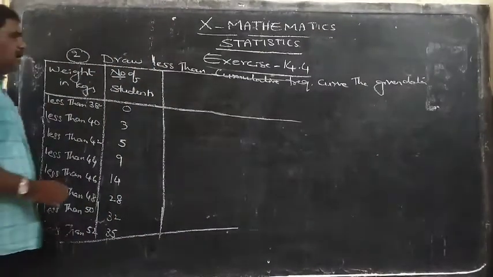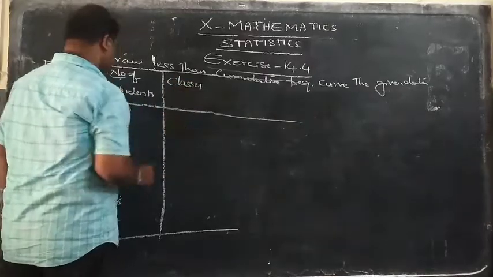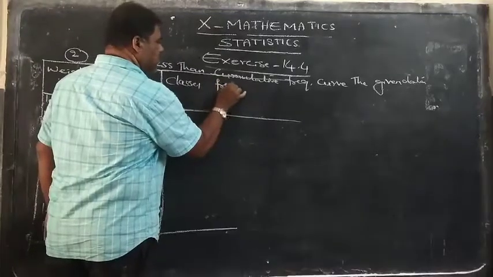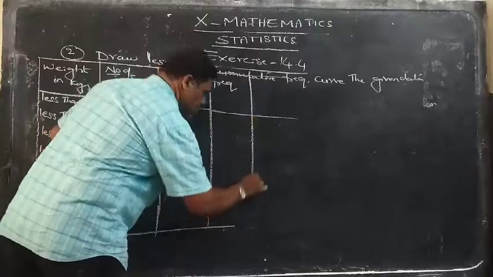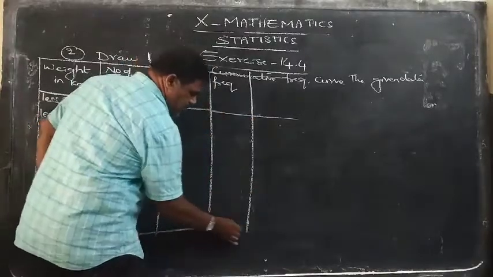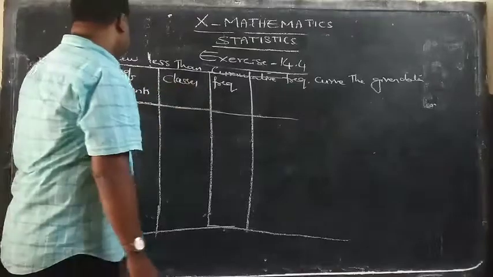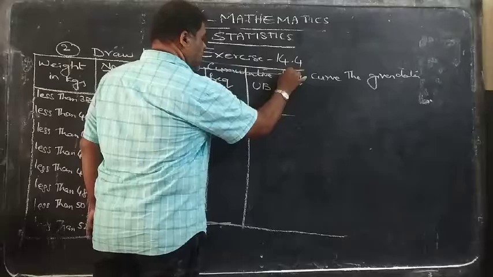Here classes are not there, so we should write classes. This is cumulative frequency; frequency also we should write. After writing classes and frequencies, we should write upper boundaries of the classes.